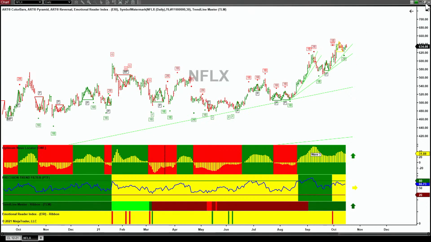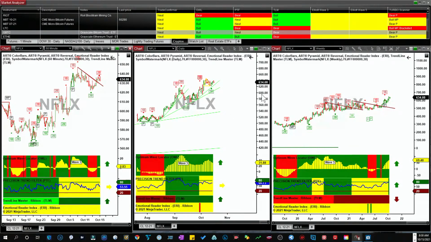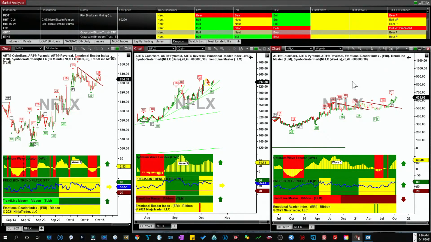So hopefully you're in it. If you're not, wait for a pullback to get back in it. And we also have a fairly bullish 60-minute chart. So Netflix is bullish, all right?